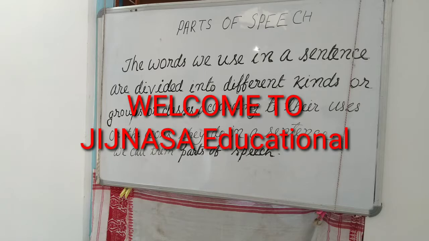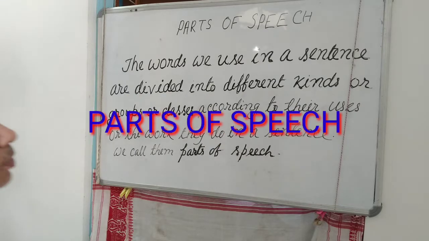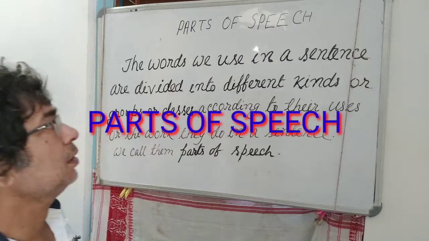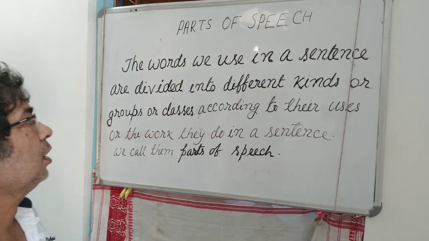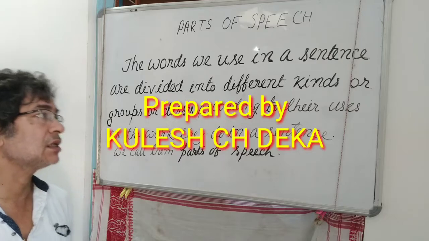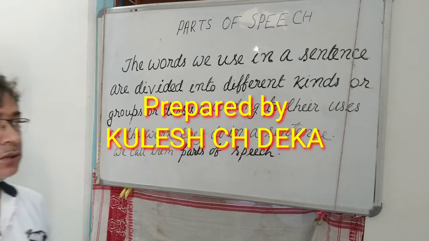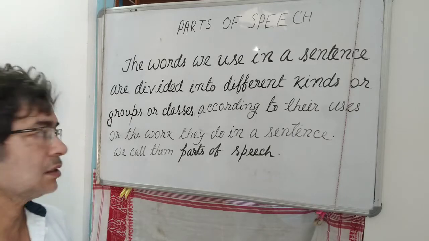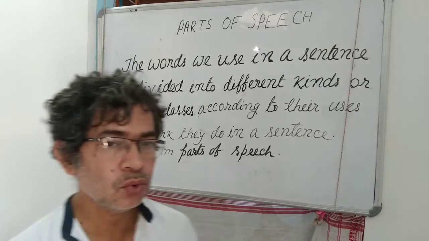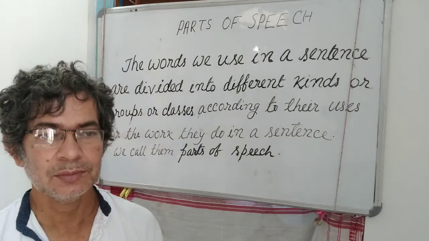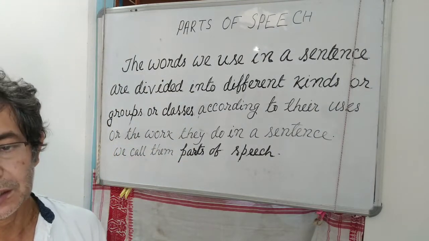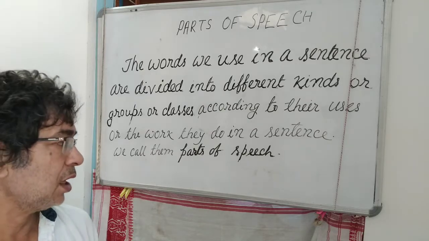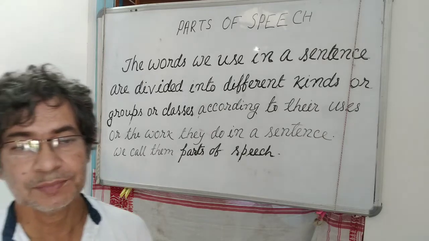Today I am going to discuss a topic on English grammar, which is parts of speech. The words that we use in a sentence can be divided into different kinds, groups, categories or classes according to their uses in the sentence. That means the work they do in the sentence, we may classify them into different groups. These groups are known as parts of speech.